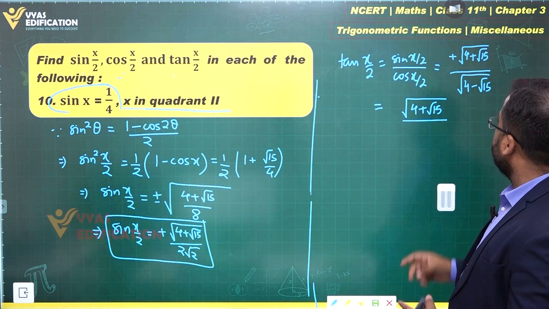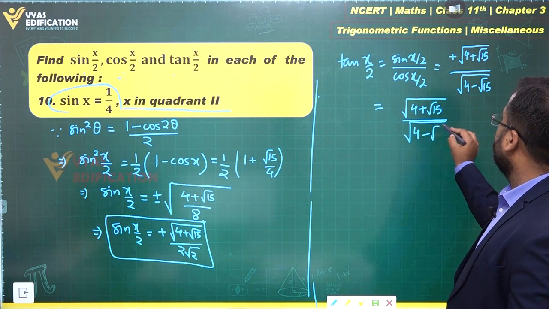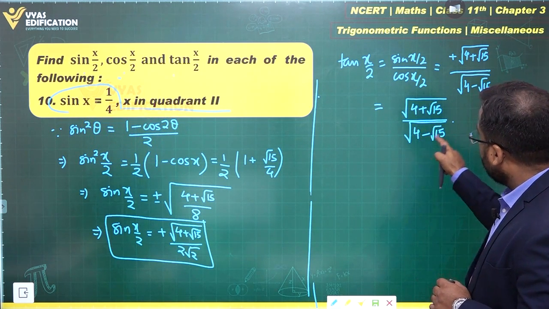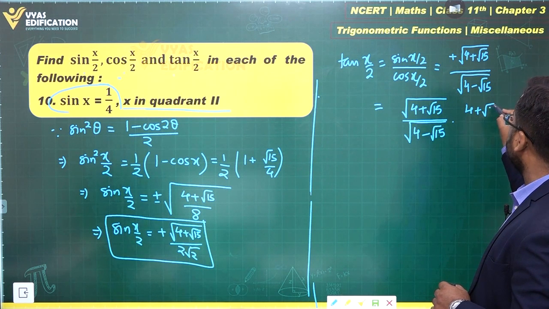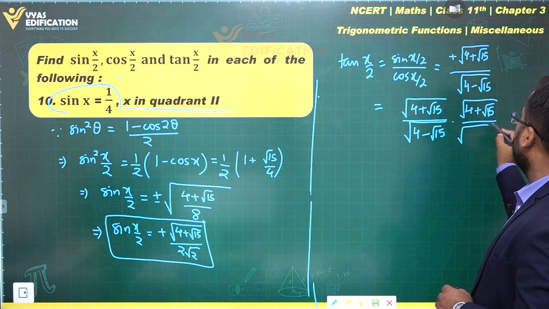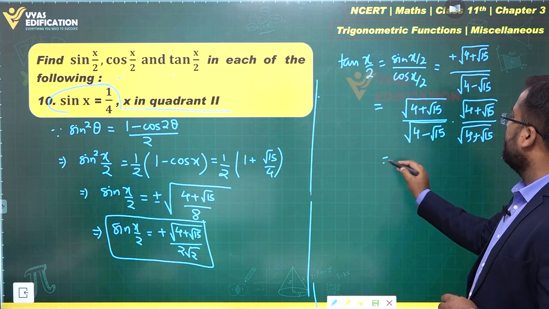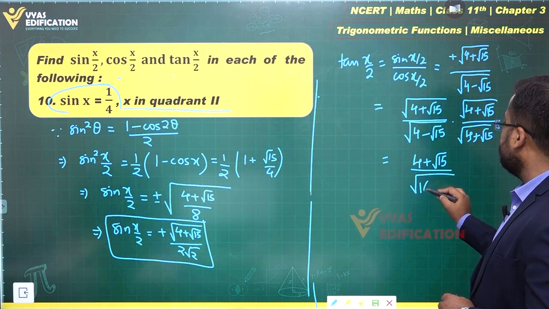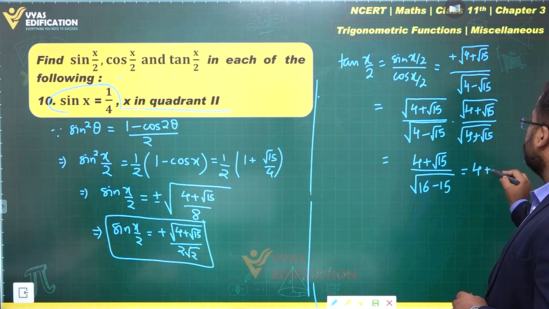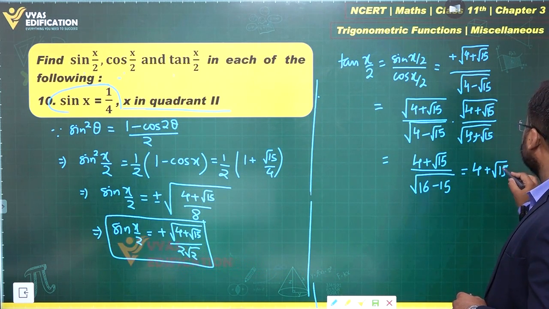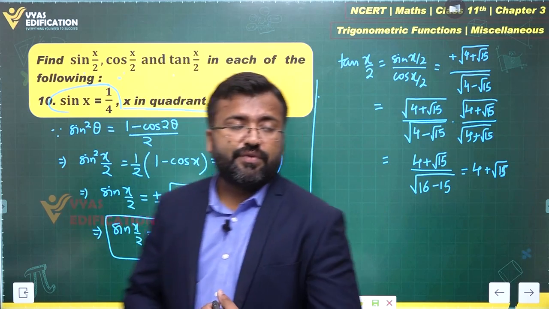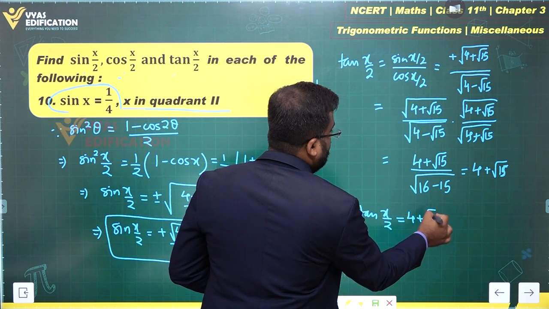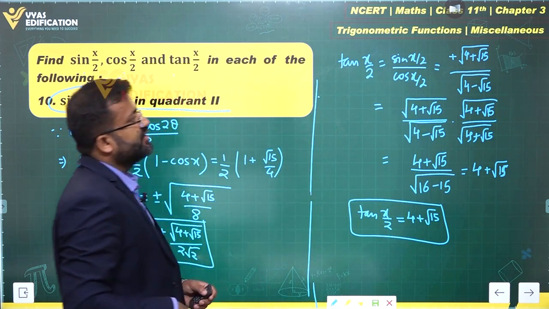Instead of removing the root, we could have moved in this direction also. We can multiply with the conjugate of this quantity in the denominator, which is 4 plus root 15. Let's do that. Under root of 4 plus root 15. What do you get? This is 4 plus root 15 in the numerator. In the denominator, you get under root of 16 minus 15, which is under root of 1. Oh, that's pretty simple. This is 4 plus root 15 in the numerator. Therefore, tan x by 2 is 4 plus root 15. That is my answer for this question, as you can see, right?